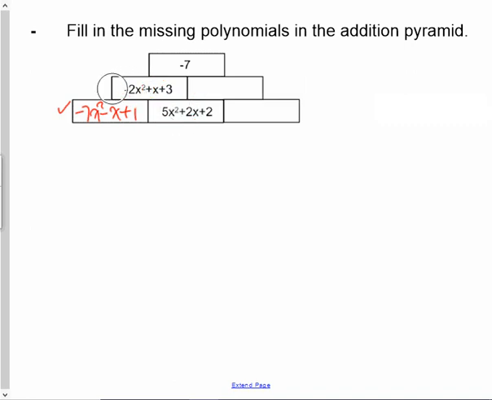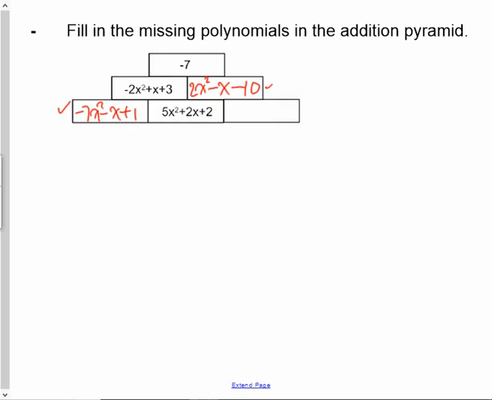Your second step is to figure out the one above it, so I'm going to do this one right here. So negative 2x squared, there are no 2x squareds here, which means they had to cancel each other out, which means it's a positive 2x squared. There's a positive x here, so that means there had to be a negative x to be canceled out. And there's a positive 3 here, which means there had to be a negative 10 for that to work out to be what's above it. Okay, so that's your missing box in the second one.